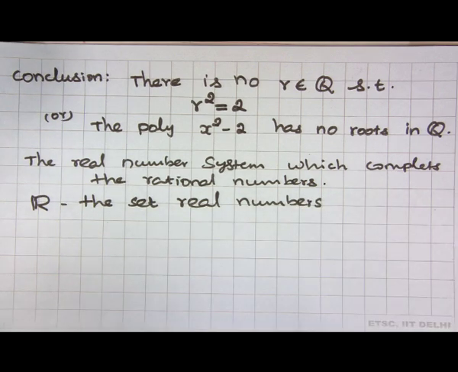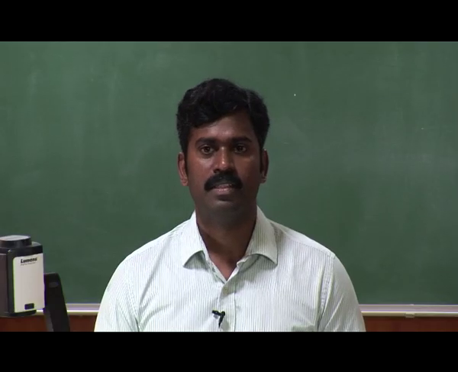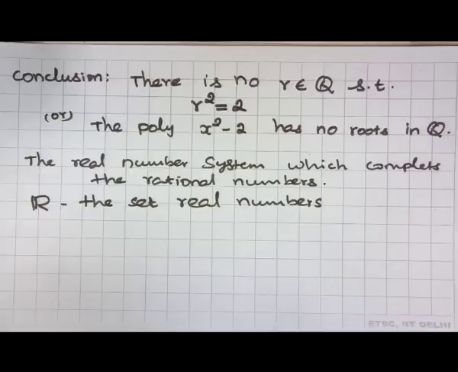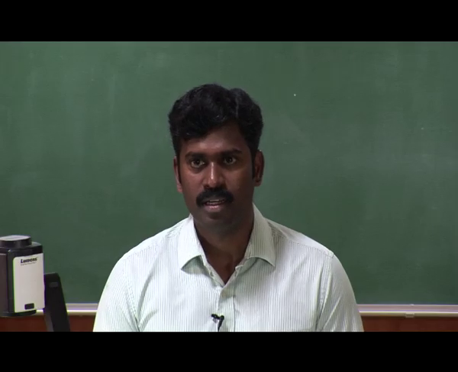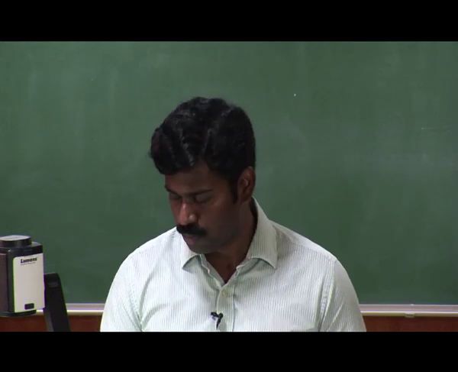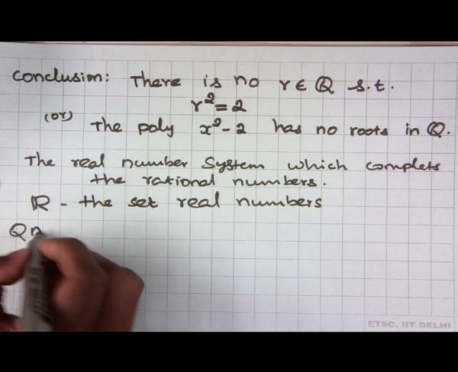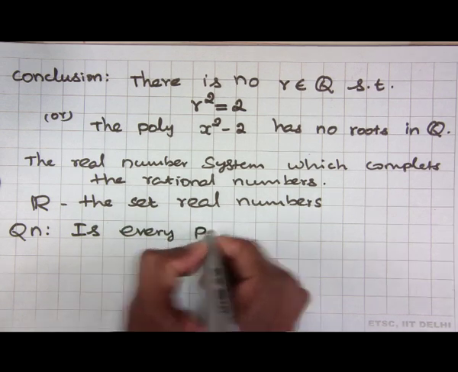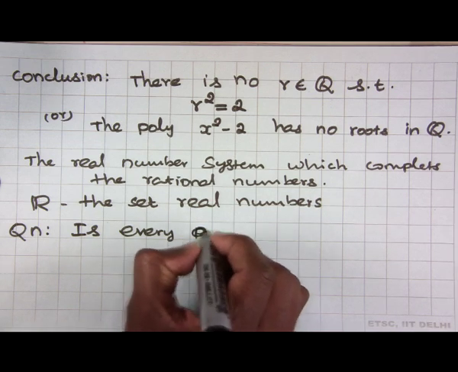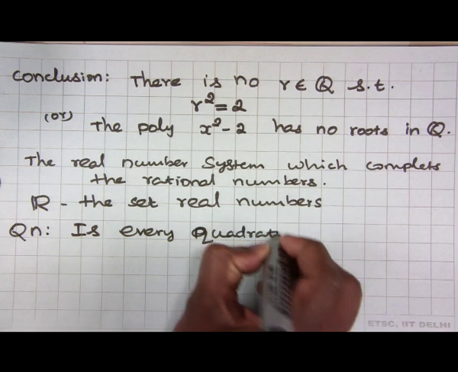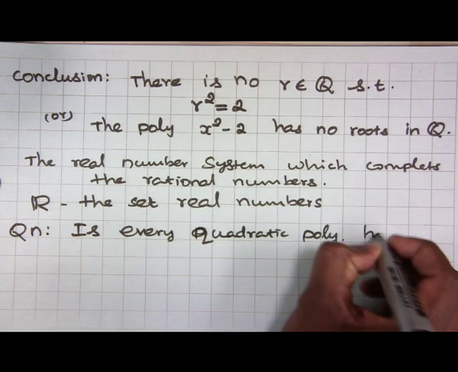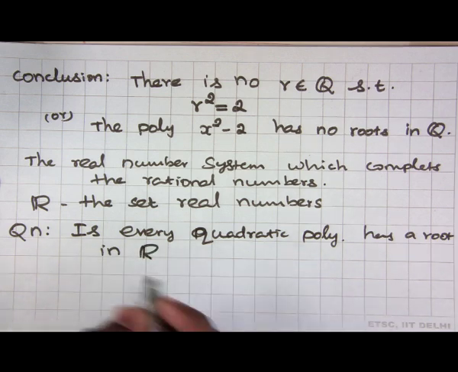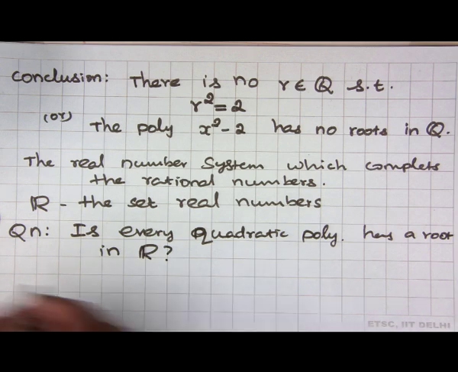Now, again the question is, are we happy with this real number system? No. Let us see why. Suppose I ask, does every quadratic polynomial have a root in the real numbers? Let us pose this question. The question is: does every quadratic polynomial have a root in R? The answer is no.